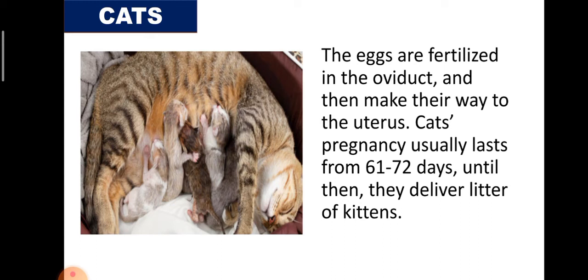Cat's pregnancy usually lasts from 61 to 72 days. Until then, they deliver litter of kittens. Parang yung sa dogs, no, hindi halos nalalayo yung araw ng kanilang pregnancy. So, umaabot from 61 to 72 days or approximately nasa 2 to 3 months bago nila ilabas yung mga anak nila.